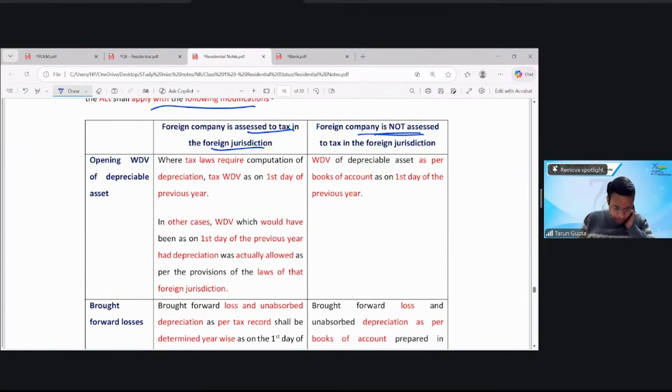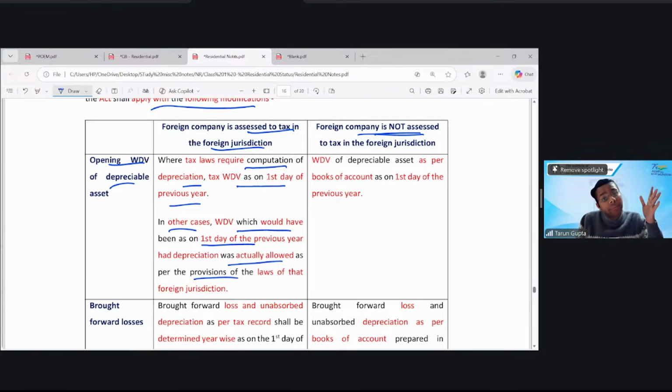It's very logical. Where the tax law requires computation of depreciation, the tax WDV as on the first day of the previous year shall be considered as the opening WDV of the depreciable asset for India as well. In the other case, if no depreciation was allowed in such year in such country, the WDV would be that which would have been as on the first day of the previous year had depreciation actually been allowed as per the provisions of such country. Had it been allowed, then what would the WDV be?